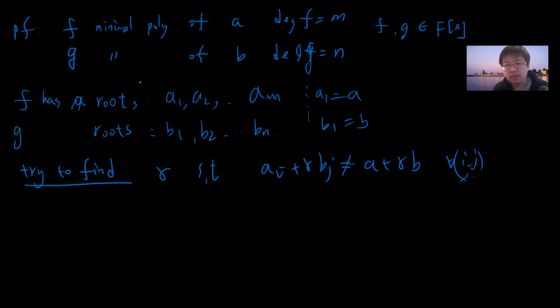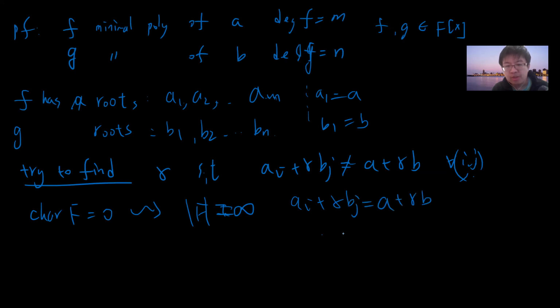Because the characteristic of the field F is 0, which means that F must have infinitely many elements, right? And if you further assume that a_i + gamma b_j is the same as a + gamma b, then we can solve for gamma, right? So for every i, j, there is at most one gamma satisfying this equation, but your F has infinitely many elements, so gamma always exists. So gamma exists.